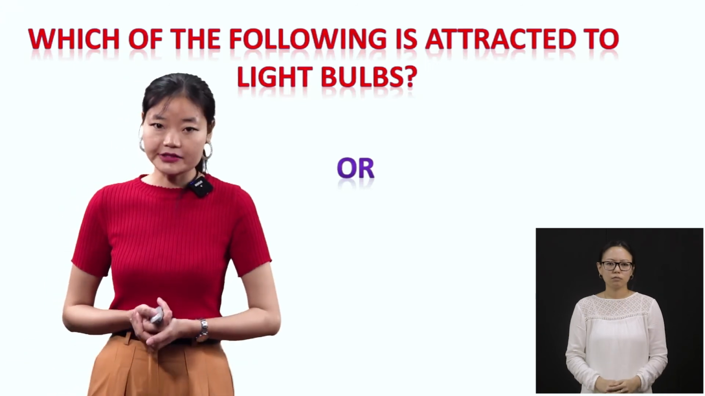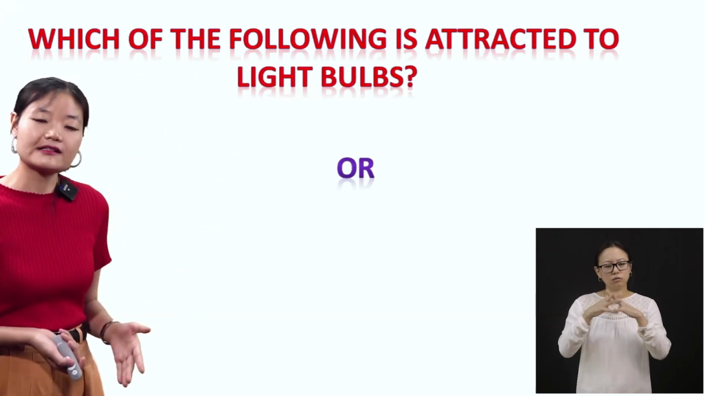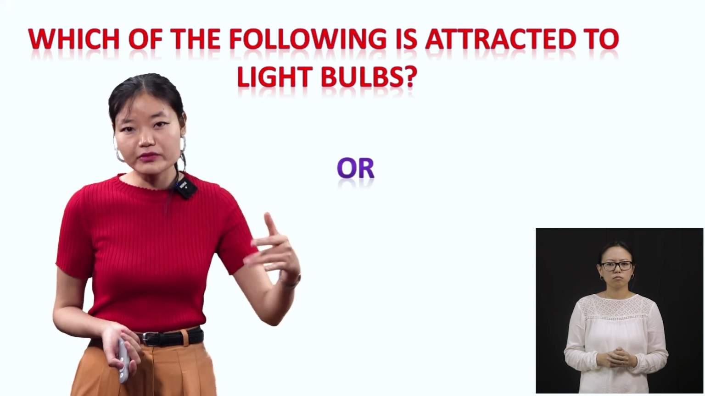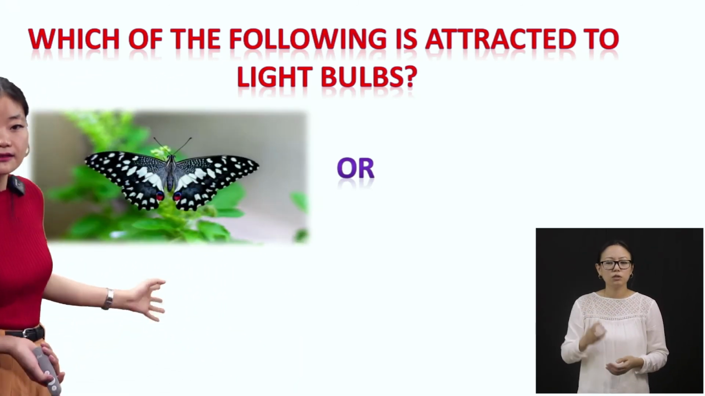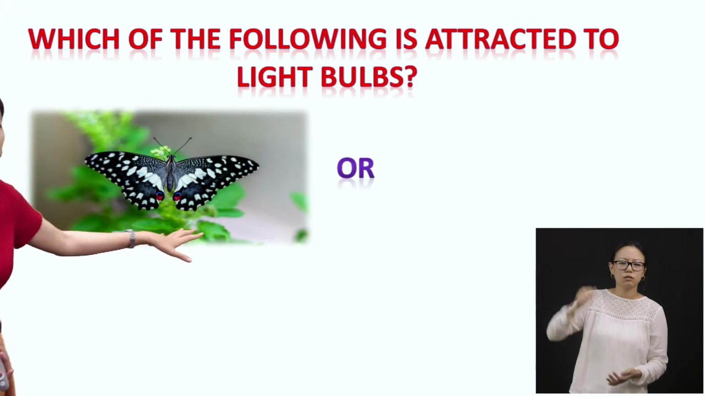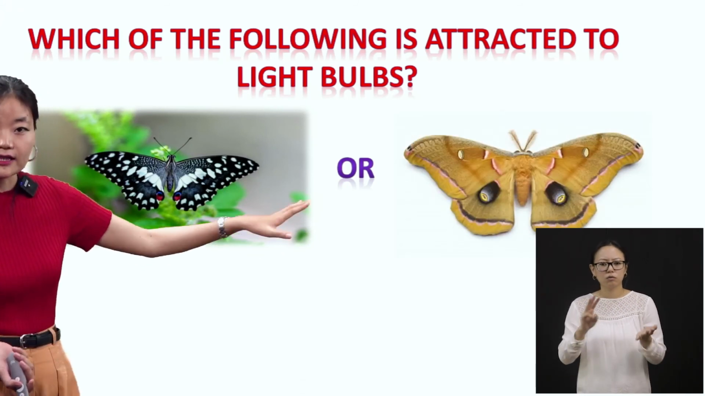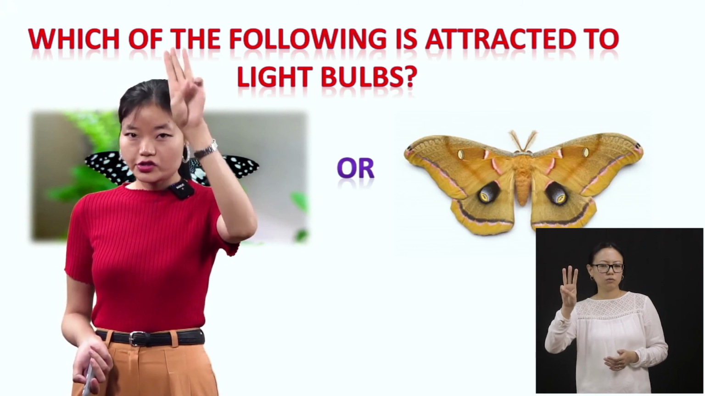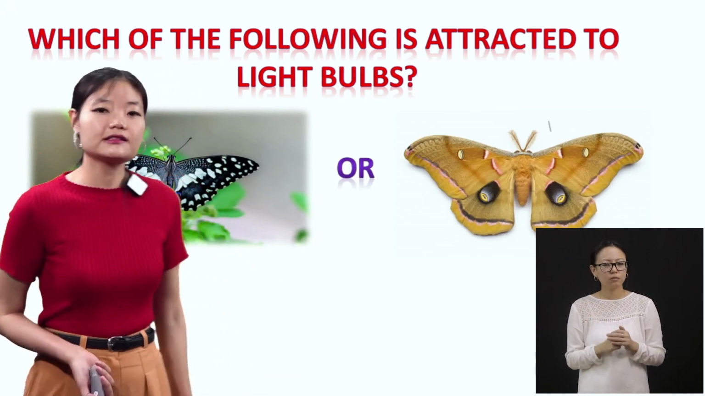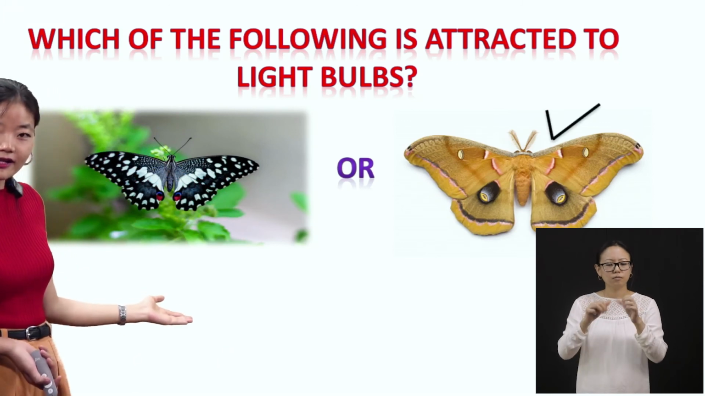Now, the next classwork. Which of the following insects is attracted to light bulbs? Is it butterfly or moth? At the count of 3. 1, 2, 3. The correct answer is moth, right?